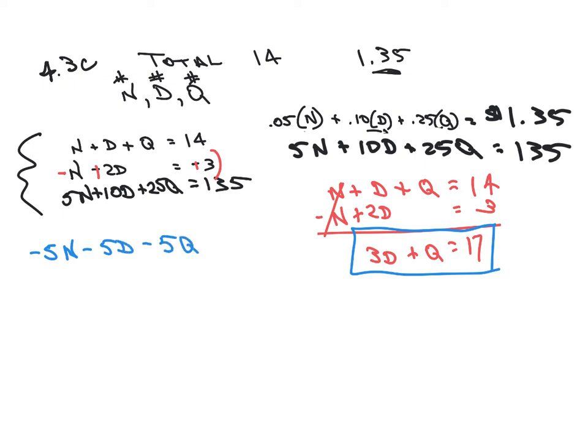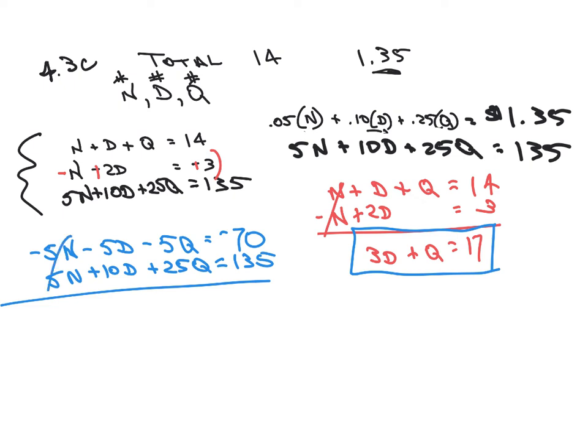So everything gets -5, and 14 times 5 is -70. Okay, and then we put the bottom one on here. We didn't do anything to it. Okay, add those together. Those go away. This becomes 5d plus 20q equals 65. Okay, so there's my other equation with just d and q.